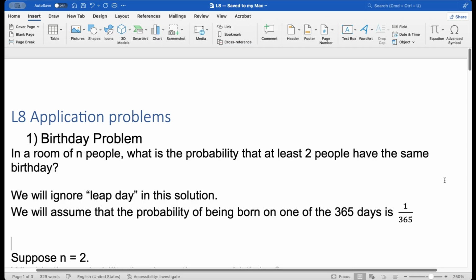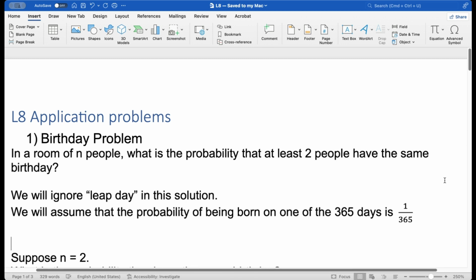We're going to be ignoring the leap day in this solution, and we will also make an assumption that the probability of being born on any one of the 365 days is the same. It's all 1 out of 365. Again, in reality, it's not quite that perfect, but it's close enough that this will give us a very, very accurate answer here. So again, the question is, in a room of n people, what's the probability that at least two people will have a matching birthday?